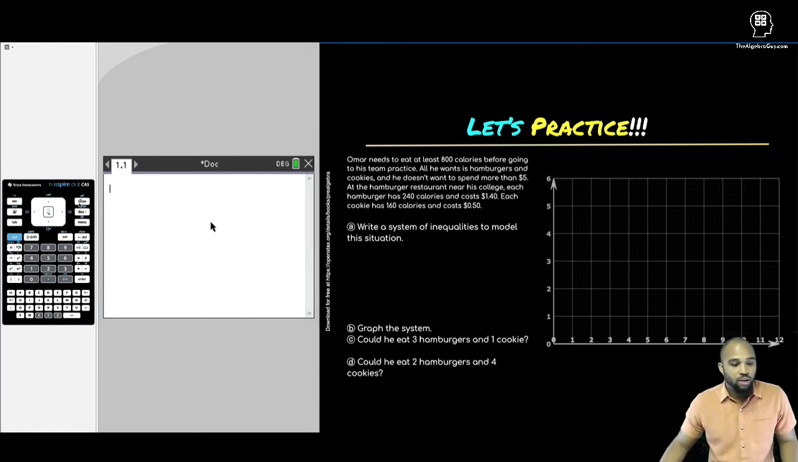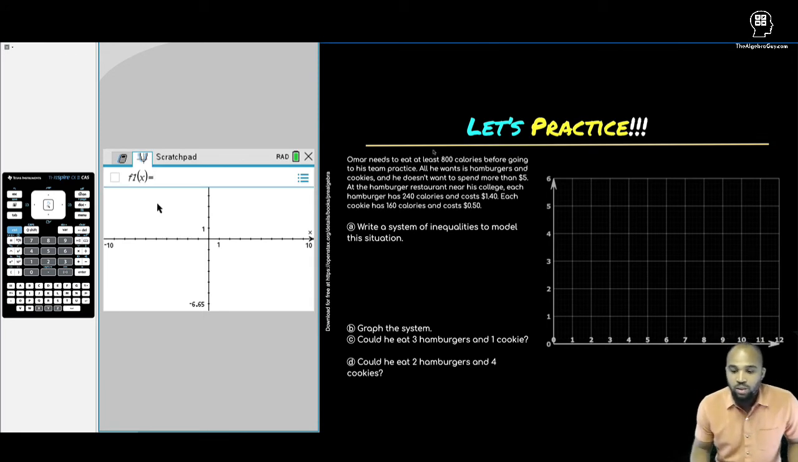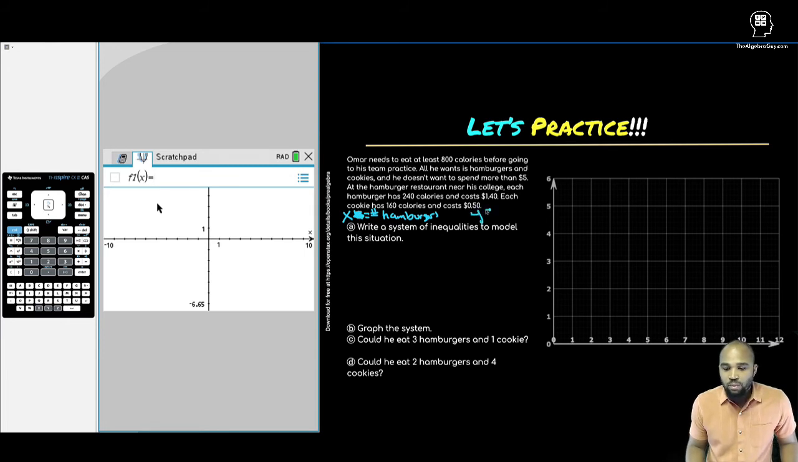All right, here I got my calculator out. I'm going to get my graph ready because I bet we're going to put this in the graph. First thing I'm going to do is identify some variables for the hamburger and the cookies. I'm going to let the hamburger equal the number of hamburgers. Actually, I'm going to make this equal to X because I'm going to put it in my calculator and it's not going to like H. So let's use X instead. And I'm going to use Y as my number of cookies.